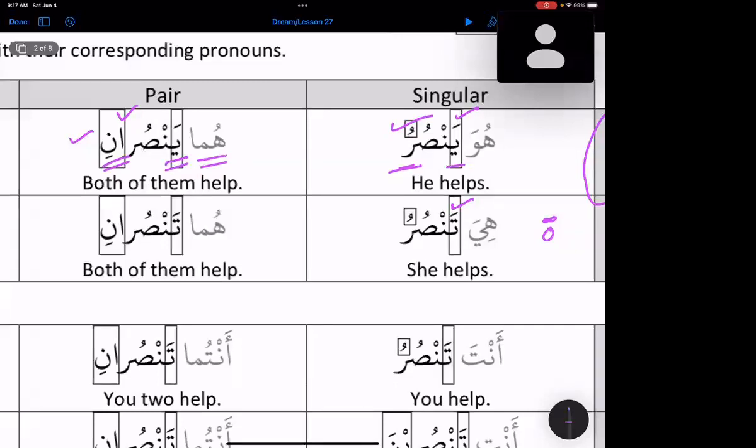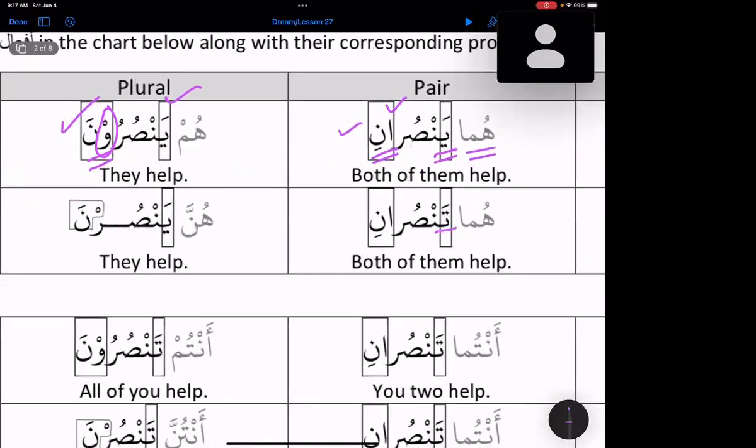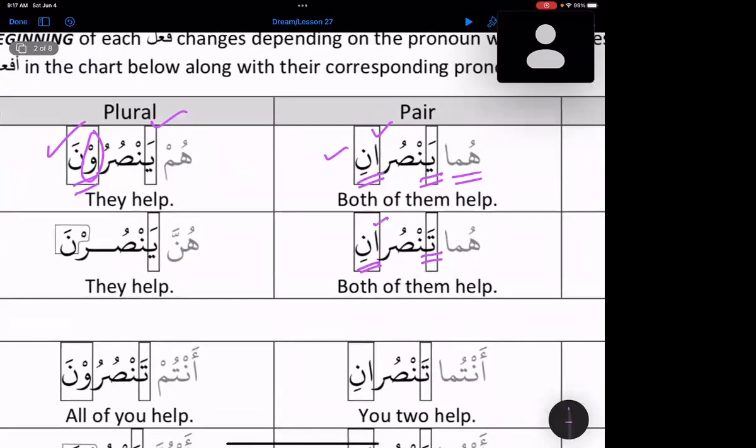So hiya tansuru. Just the beginning is different from huwa. The rest is the same. It is going to end on u sound. So hiya tansuru. Now huma, same thing, just ta, and we are adding alif noon. What does the alif stand for?